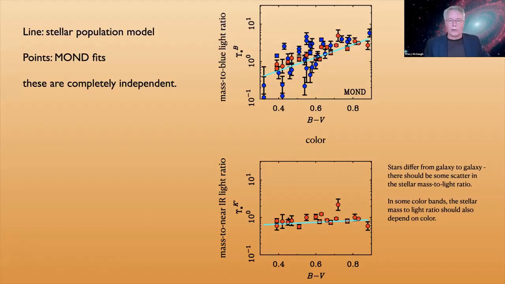This particular model that I'm showing was made by Eric Bell, wasn't done by me. It just falls right in line. And on top of that, you expect more scatter in this bluer band than in the redder band. And so you can compute what that is. And again, that's what you see.